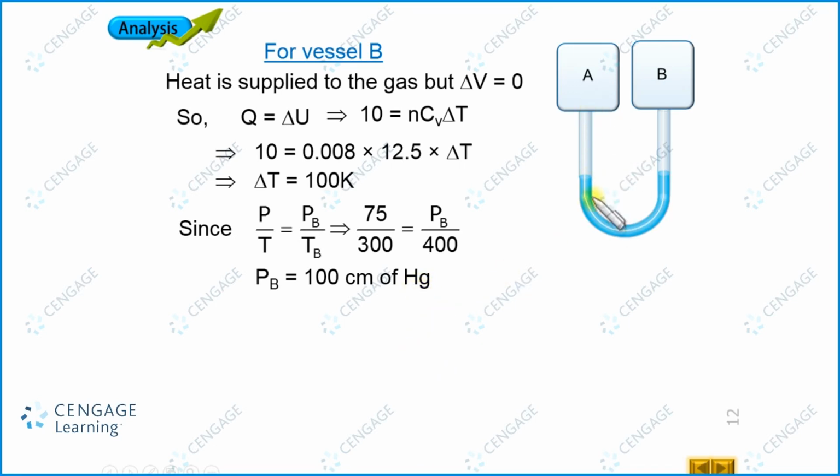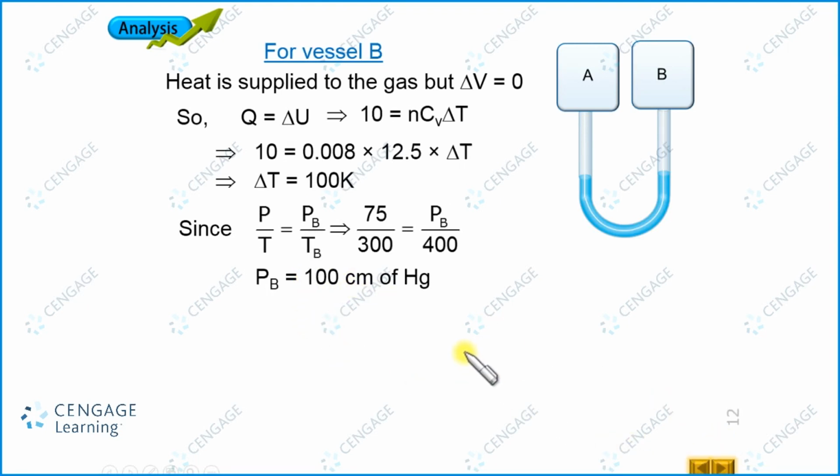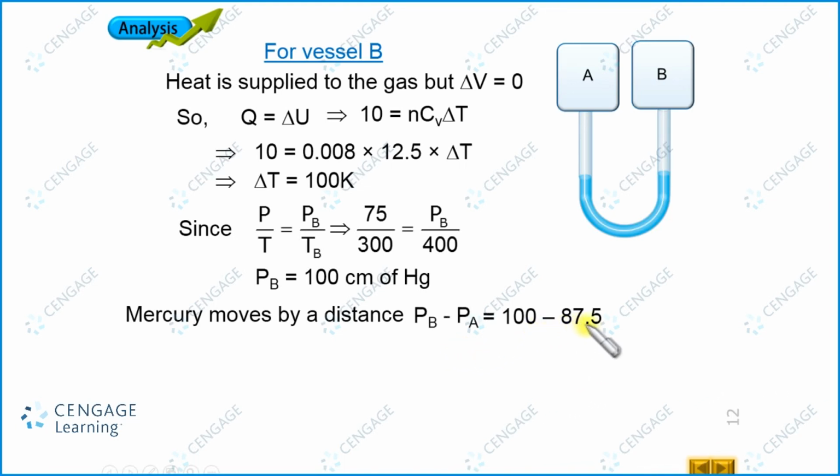Now for calculating the difference of the height in the manometer liquid, that is mercury, we need to take the difference of the pressures, 87.5 and 100. So we can write PB minus PA equal to 100 minus 87.5, which is equal to 12.5 centimeter. That means the difference of the level of the mercury in the manometer limbs will be equal to 12.5 centimeter.